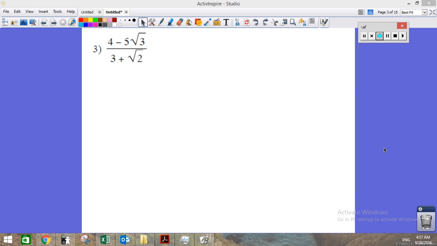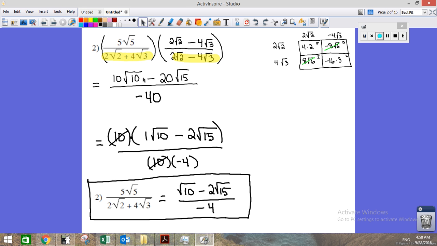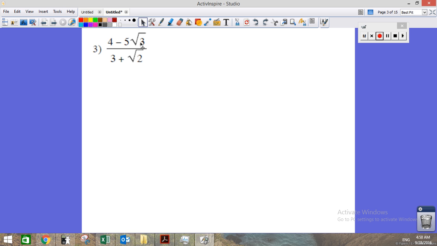Let's take a look at problem number 3. It is very similar to our previous problem, but there is one difference, and that's in the numerator. In our previous problem, we had a fraction that had a binomial in the denominator, but just a monomial, a single term in the numerator. So here in the numerator I have two terms, but we start this problem the exact same way.